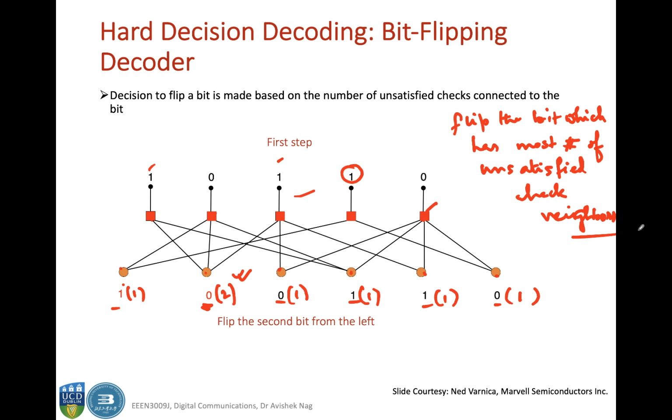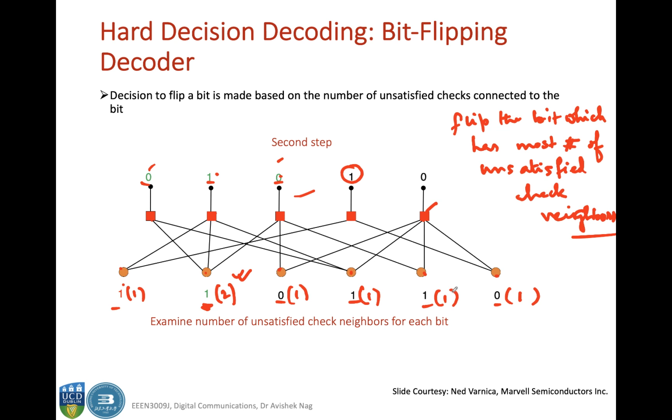So if you flip the second bit, then the second bit will be 1. It was 0, so flipping means it will be 1. And if you flip the second bit, then all these modulo 2 additions will also change. So now we will have a fresh set of check bits here, and then we will repeat the process. This is the end of the first step. Now in the second step we will do the same. We will examine the number of unsatisfied check neighbors for each bit.